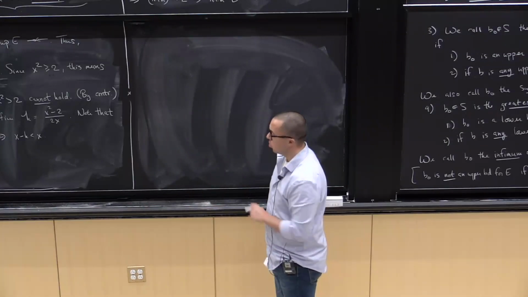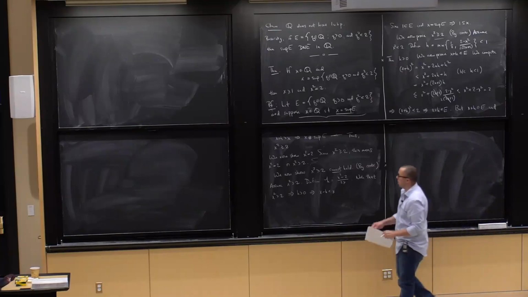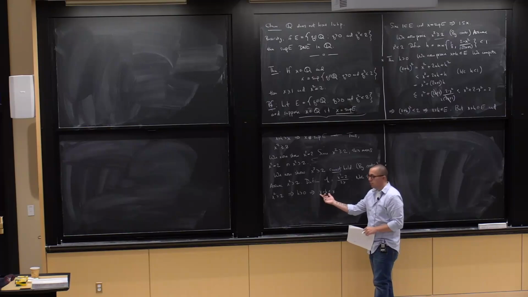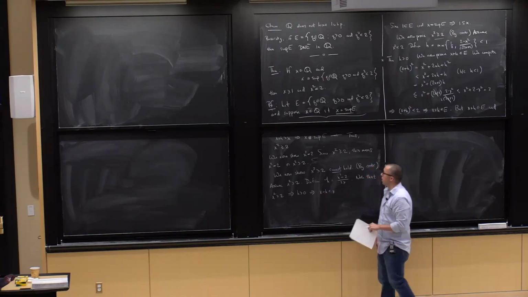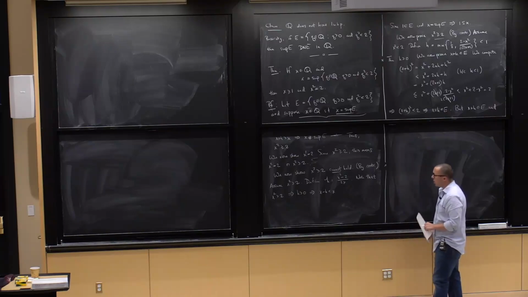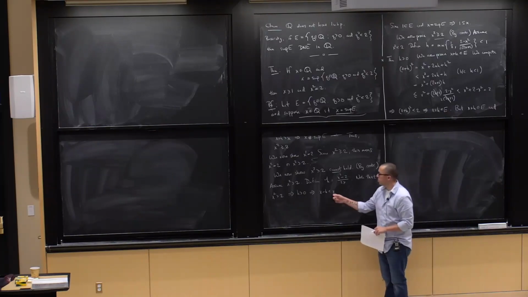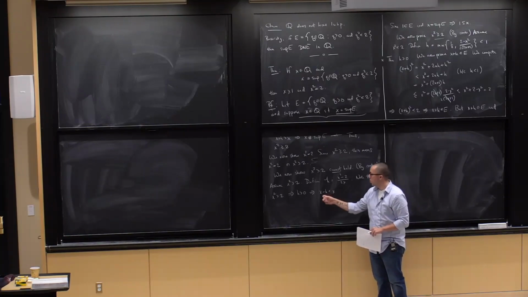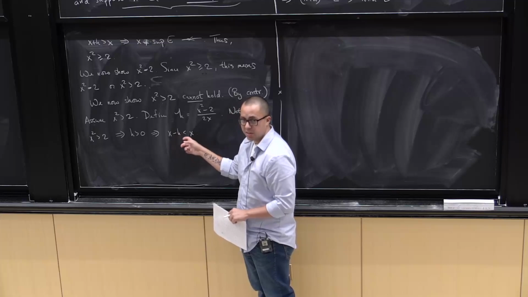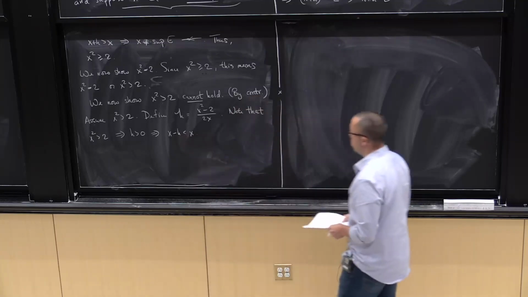Okay? So what is the contradiction going to be? It's going to be that this element, x minus h, is in fact an upper bound for the set E. And this will contradict the fact that x is the supremum, in other words, the least upper bound for the set E. There's no upper bound for E that can be less than x.